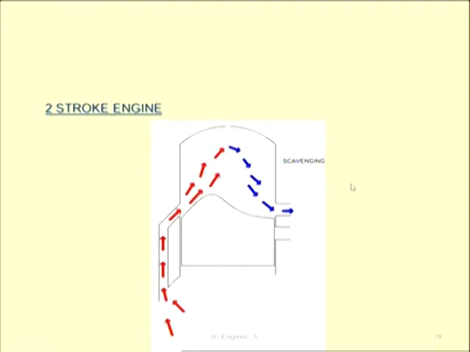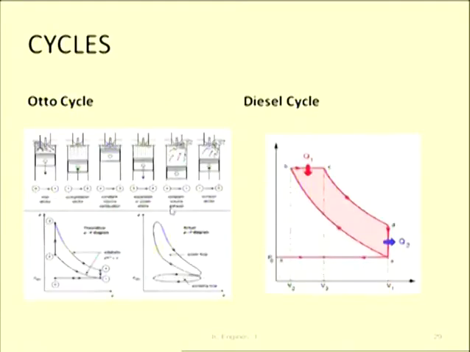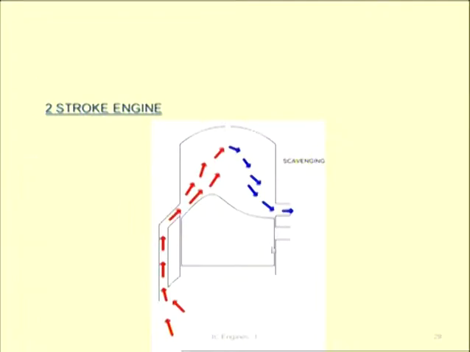When it moves down again, the fresh charge will come over here, and the piston will start moving in the upward direction. When the piston starts moving upward, the spark will ignite, the combustion process will take place, and the cycle will be repeated. So this is the construction of a 2-stroke petrol engine. The same will happen in case of a diesel engine, but instead of spark plugs we will have the fuel injector. So this is the 2-stroke engine.